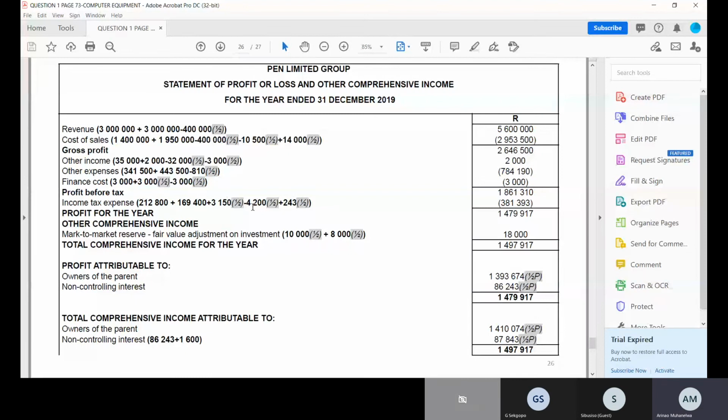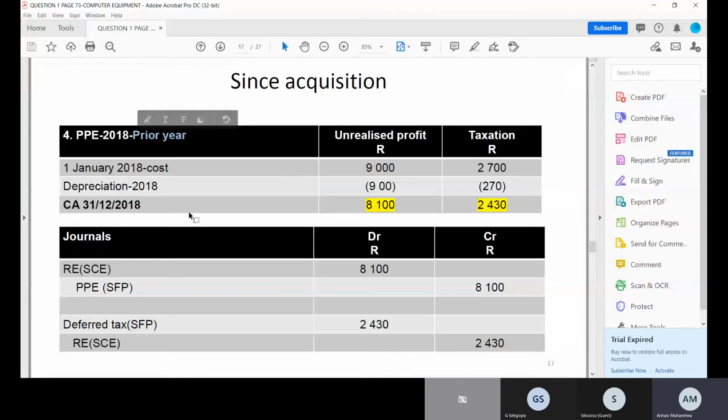Now, another additional information: property, plant, and equipment. There was a property, plant, and equipment item, which was a plant this time around, sold between the two companies. And how do we do that? We're more interested in the unrealized profit and the tax part of it. How do we determine that? The cost was 9,000. Depreciation for 2018 was 900. That means the carrying amount was 8,100. The tax part of it corresponding with it, 900 multiplied by 30%, 270, and we have 2,430.